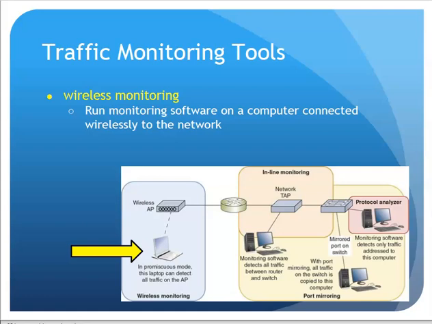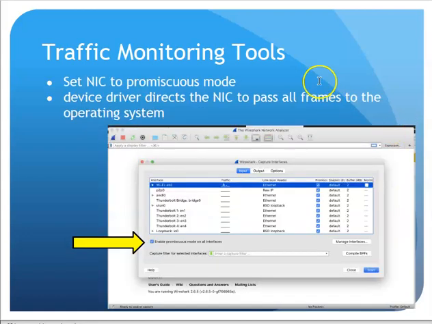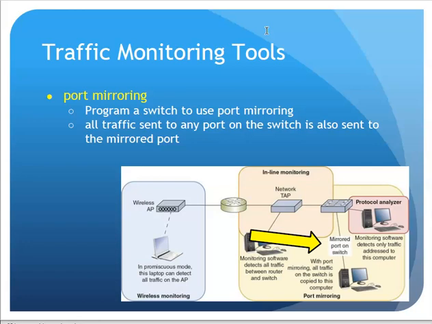Wireless monitoring: having a laptop that is monitoring wireless traffic, and you might even need to set it to promiscuous mode, so that the NIC is going to display all the traffic it senses, not just traffic for itself. That's what the promiscuous mode setting on your network card means. Copy all the frames, anything it encounters, not just stuff for it.